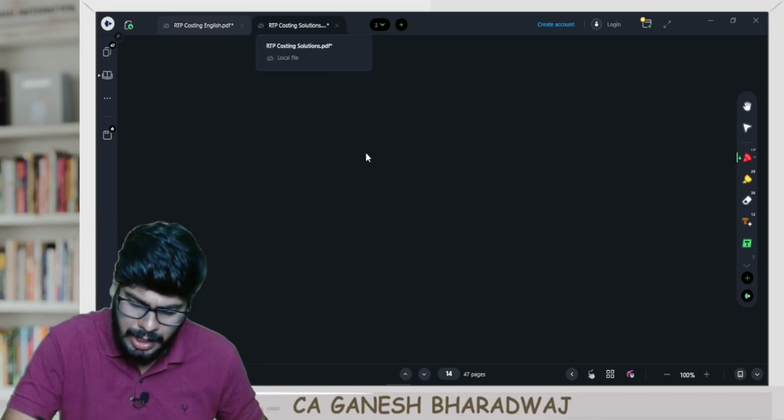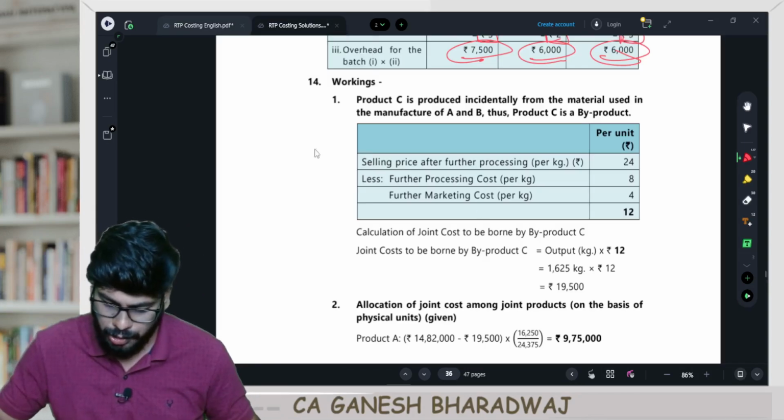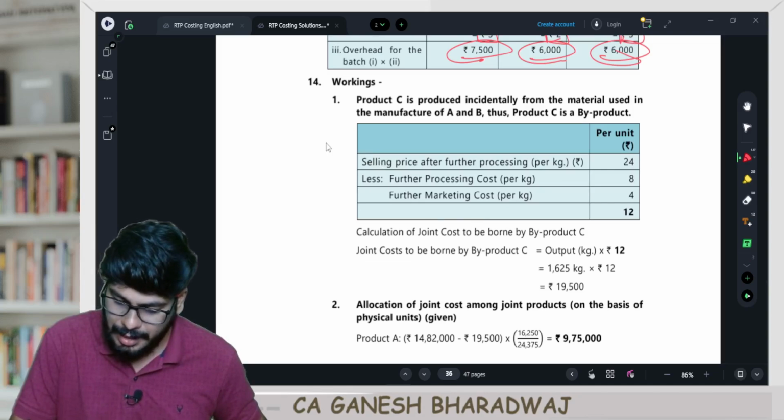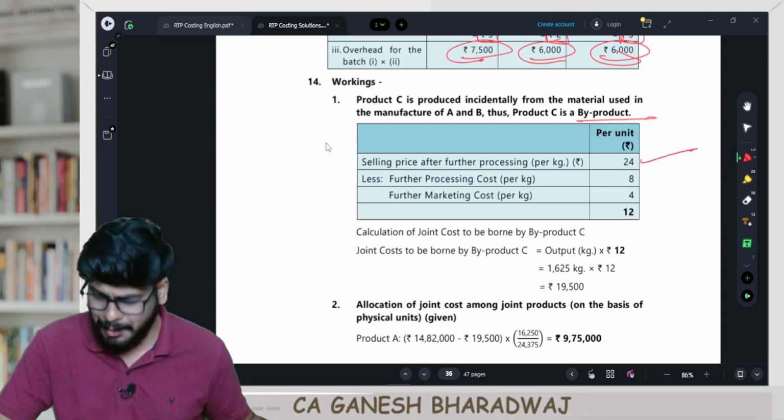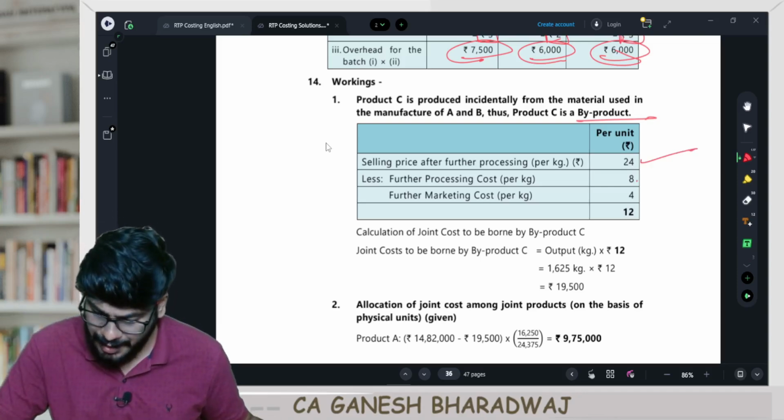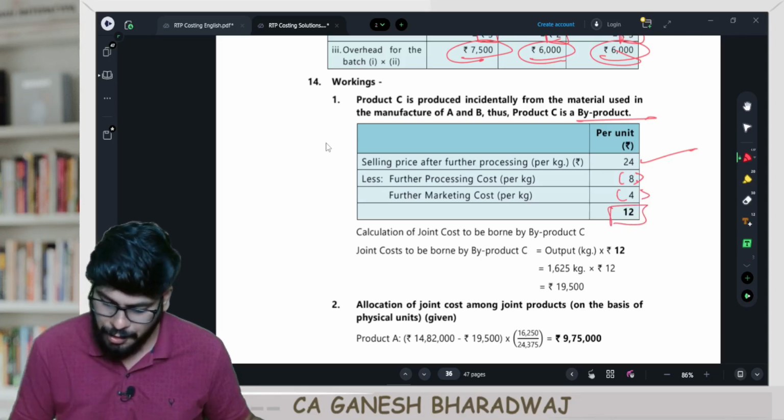Very, very simple. Now quickly, let me just walk you through the solution. Product C is produced incidentally from the material used for manufacture of A and B, thus it's a byproduct. So what you need to do: selling price after further processing, 24 minus 8 minus 4, that gives you 12 rupees, right?